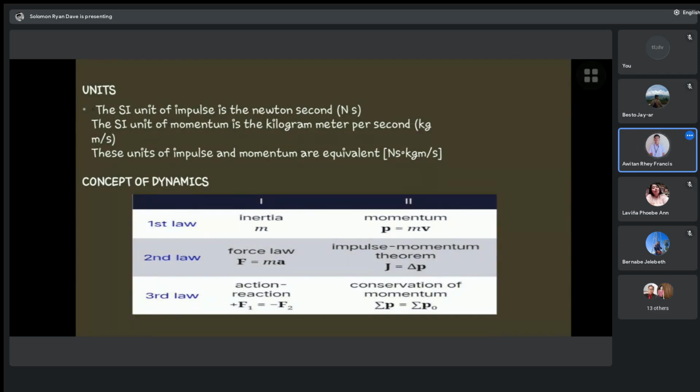Concept of dynamics. First law, inertia: momentum, P equals mass times velocity. Second law: F equals mass times acceleration. Impulse momentum theorem: J equals delta P. Third law, reaction: F1 equals negative F2, and conservation of momentum, sigma P.